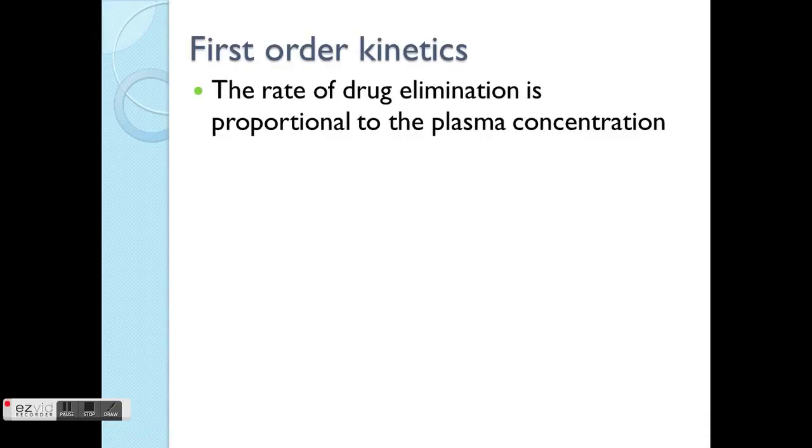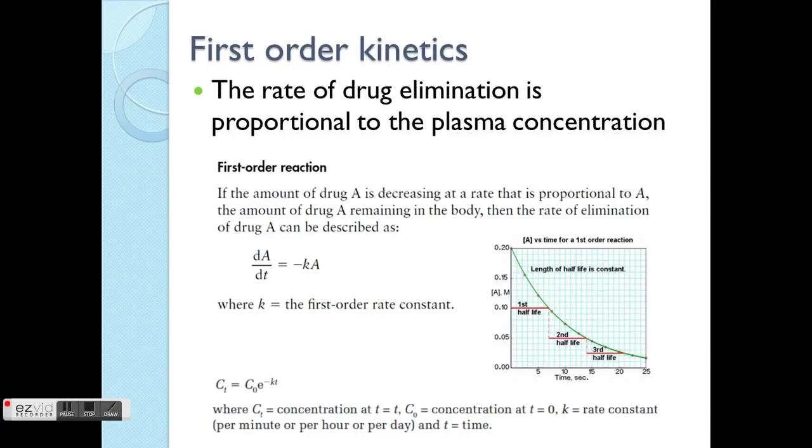The second part here is first order kinetics. The main principle is that the rate of drug elimination is proportional to the plasma concentration, meaning the more drug you take, the faster the elimination process from the plasma or the body. When you look at the graph, it's a curvy line. You can see it follows different half-lives of elimination as the concentration of the drug drops.